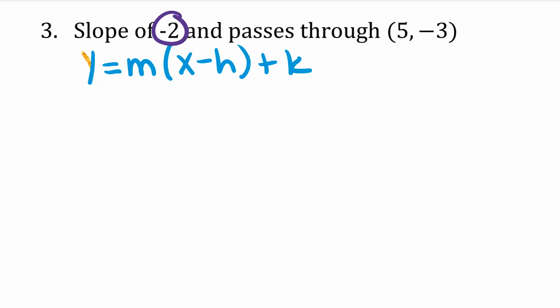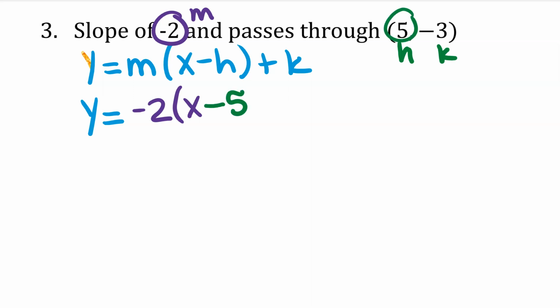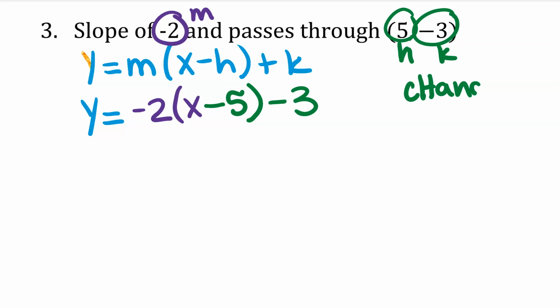Now let's read number 3 and see what we have. Slope of -2. So this is going to be my m. And then it passes through 5, -3. So this is my h, this is my k. So if I plug in, y equals, m is -2 times x. Now remember, you change h. So if my h is 5, I need to write -5 because that's opposite. Change your h, and we're going to keep our k. So if our k is -3, I'm going to write -3. Change h, keep k. Right, now this is in HK.